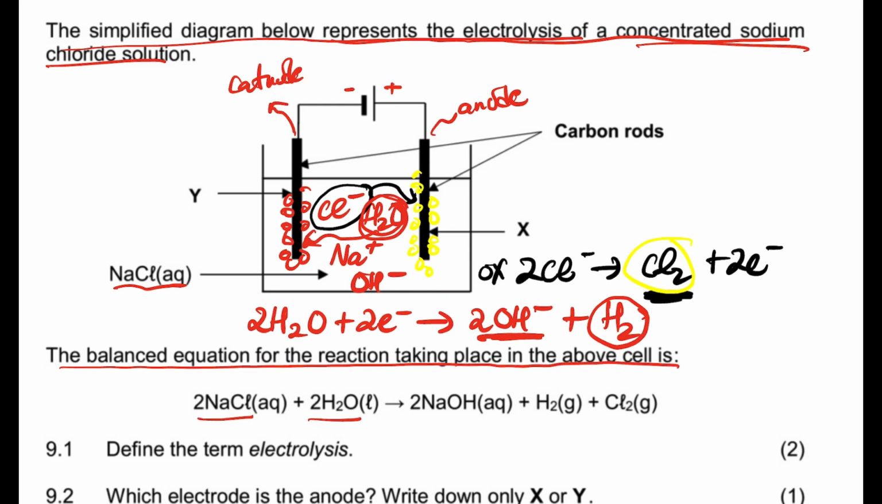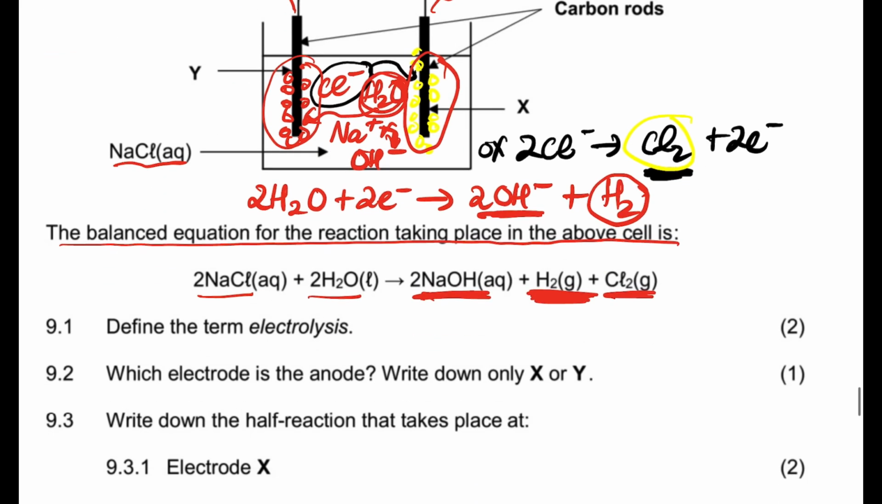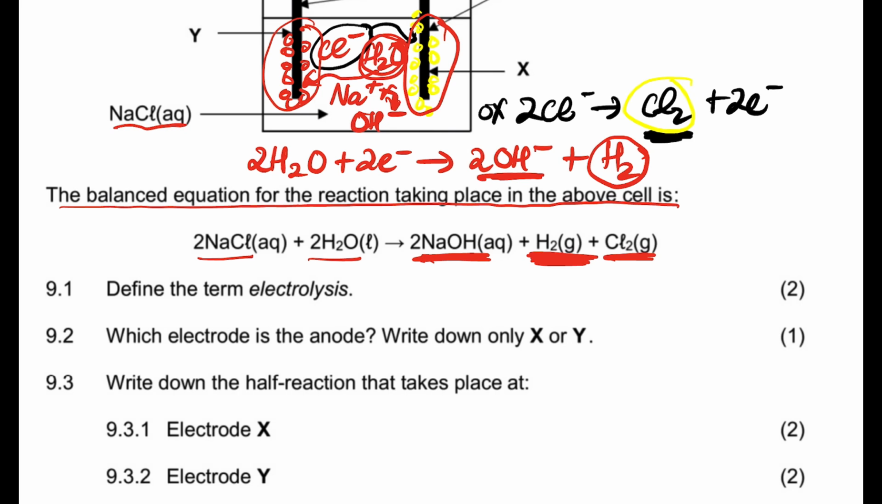It's sodium chloride and water. It gives you sodium hydroxide, because these two are going to form a bond and form this sodium hydroxide, and then there will be gas. This hydrogen gas will be at the cathode, which is this one, right? And the chlorine gas at the anode, which is this chlorine gas there. Okay, let's answer the questions now.